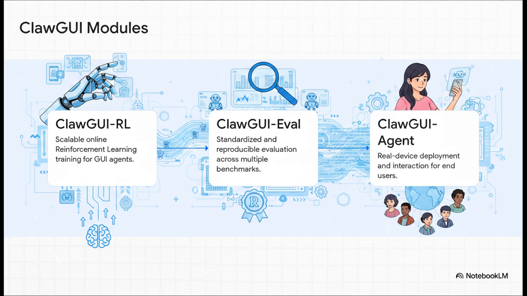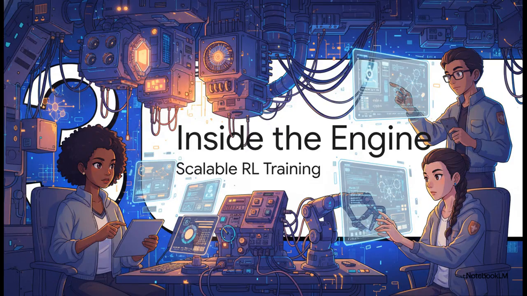First, you have ClawGUI-RL. This takes on the training problem with a scalable system that can handle both emulators and real devices. Then there's ClawGUI-Eval, which is all about fixing that evaluation mess by creating a standardized pipeline. The goal? Results you can actually trust and reproduce. And third, ClawGUI-Agent. This one closes that final loop, getting these agents off the servers and onto real phones for real people to use. All right, let's get into the technical deep dive, starting with maybe the most complex piece of this puzzle, the reinforcement learning training infrastructure.